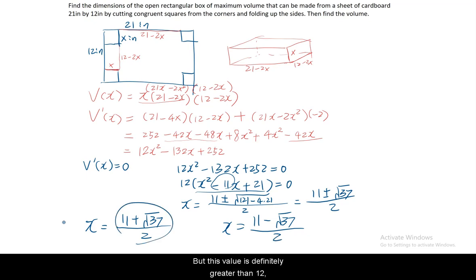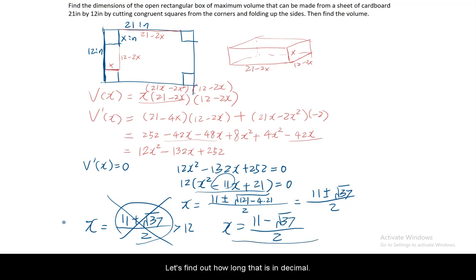But the first value is definitely greater than 12, which doesn't fit our situation because one side is 12 inches already, and you can't cut more than you have. So we can't use this value for x. So we'll use this value. Let's find out how long that is in decimal. So if you put that in the calculator, you will get, if you round to 2 decimal places, 2.46 inches, of course.